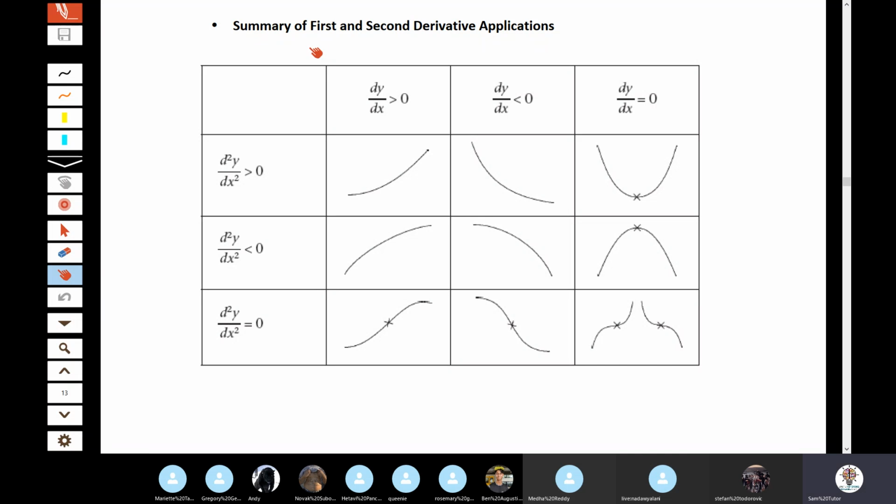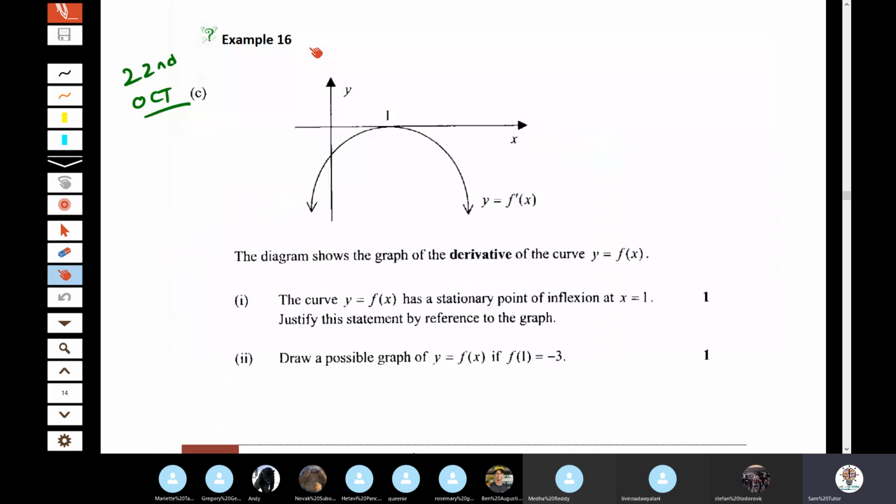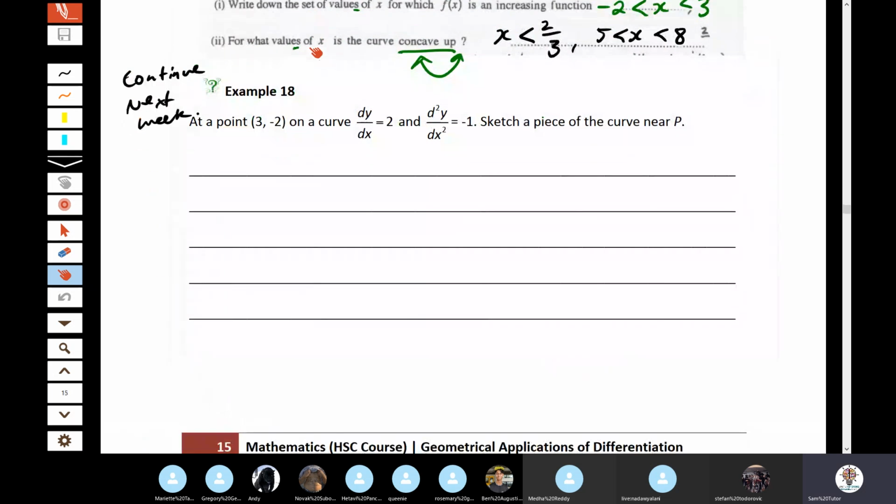So we understand stationary points, points of inflections, maximums, minimums, increasing, decreasing, and so on by now. We have to also understand how they roughly work in terms of growth and decay as well. So there were concepts here, like this kind of question. There it is, it says continue next week.